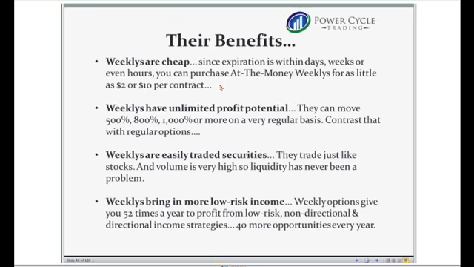What makes them so great to use is that they're cheap. Since expiration is within days, weeks, or even hours, you can purchase at the money or in the money weeklies for as little as $2 to $10 per contract. They have unlimited profit potential. They can move 500 to 1,000% or more in a day, in a few minutes actually. They're easily traded, they have lots of volume, they're liquid. And being weekly options, they bring in 52 times a year more opportunities to have different option trading strategies that you can use versus a monthly option.